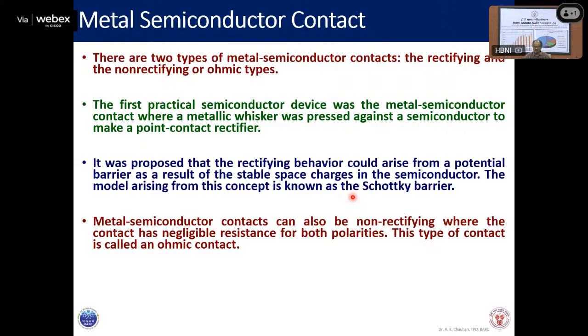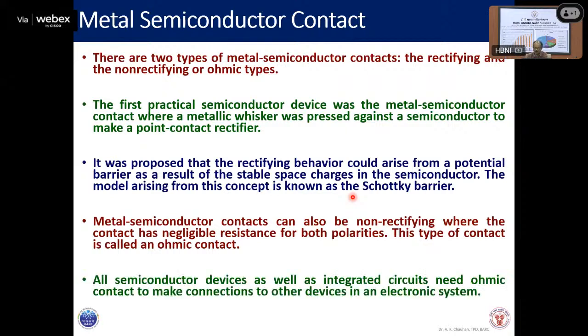For an ohmic contact, when you apply a voltage and measure the current, this current is independent of the polarity. On the positive side you measure the same current, and on the negative side also you measure the same current. If you sweep the voltage and the curve is a straight line on both sides, then you can call it an ohmic contact.